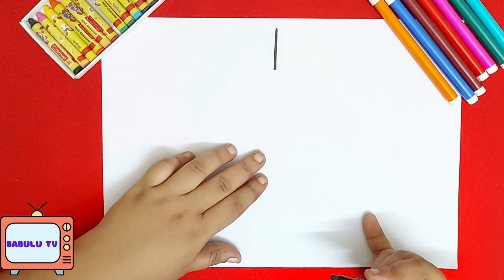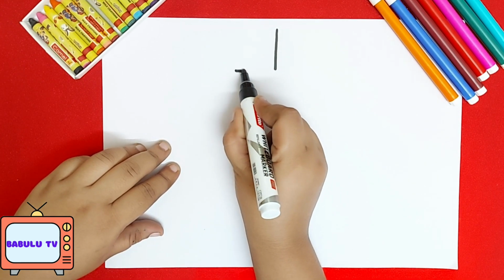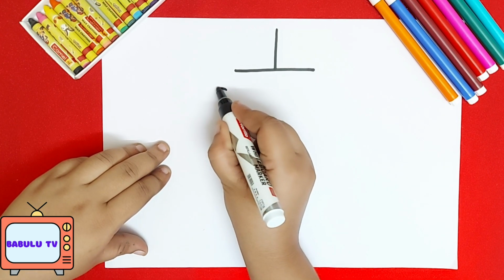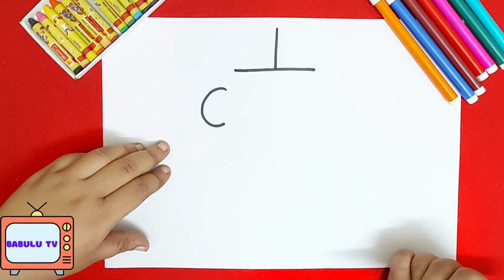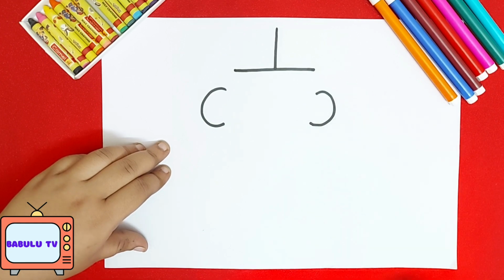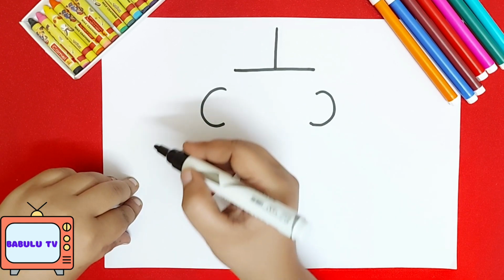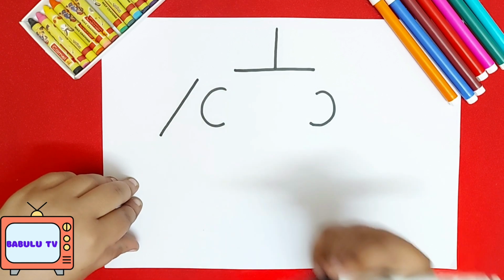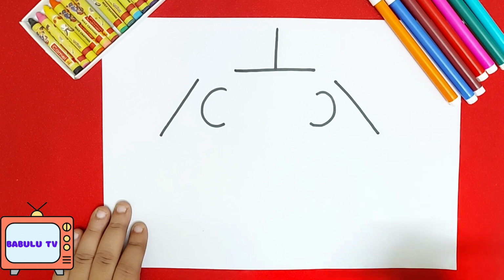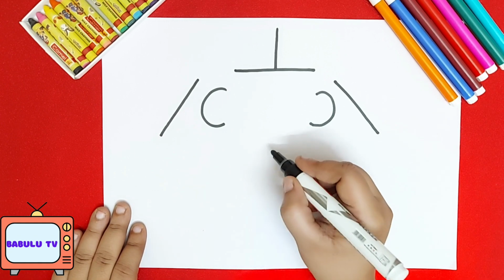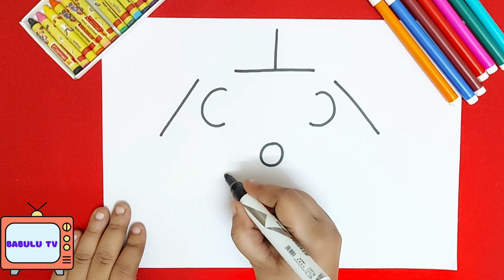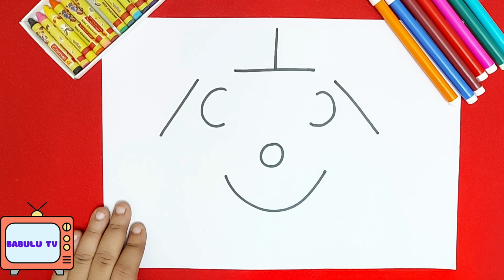Let's practice some lines and curves. One standing line. This is standing line. And this is sleeping line. This is C curve. And this is half circle. And this is slanting line. And this is also one slanting line. Let's draw one circle. And this is one curve.